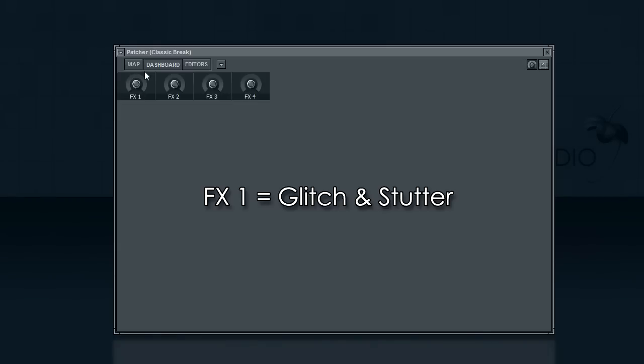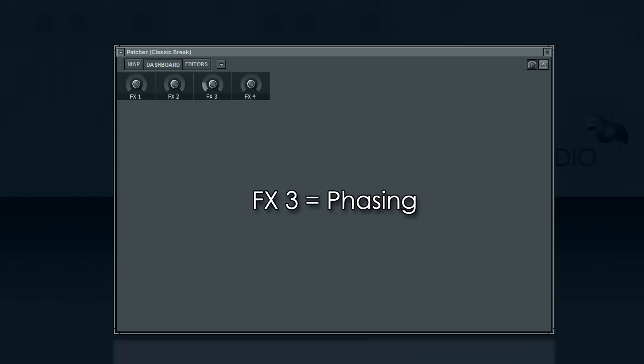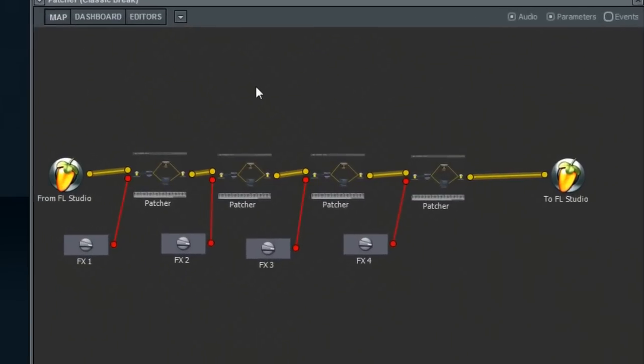So, the FX1 knob introduces some cool glitching and slicing effects. The second knob causes a filtering and bit reduction effect. FX3 is a phasing effect. And FX4, stereo delay. So let's click the map tab and have a look at what's going on back there.